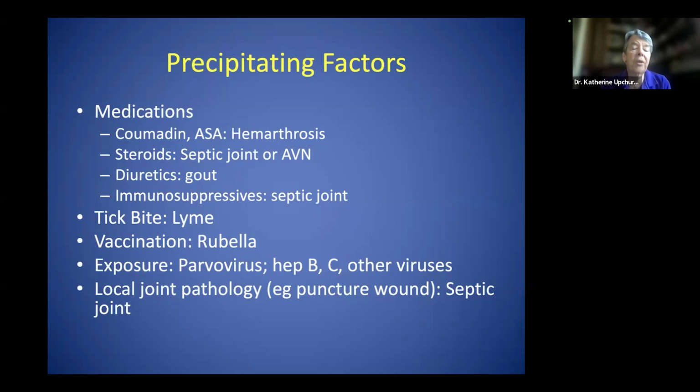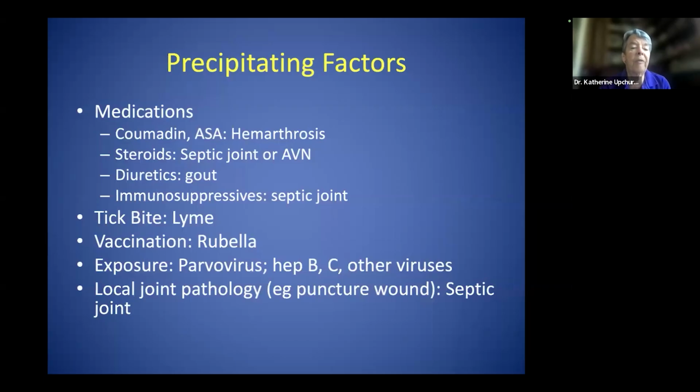And patients who are immunosuppressed may develop, in the setting of bacteremia, hematogenously spread septicemia involving the joints. If a patient has a history of a tick bite, that's important to know because obviously, particularly in the Northeast, Lyme arthritis is of concern.